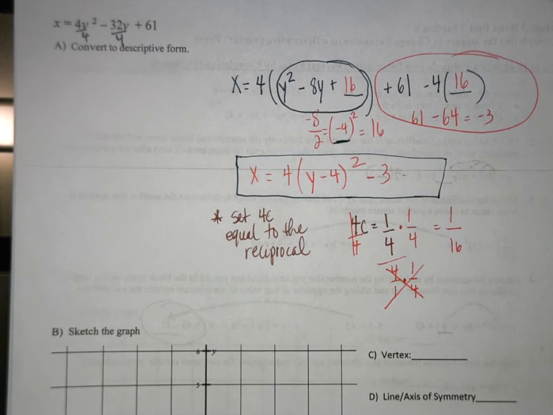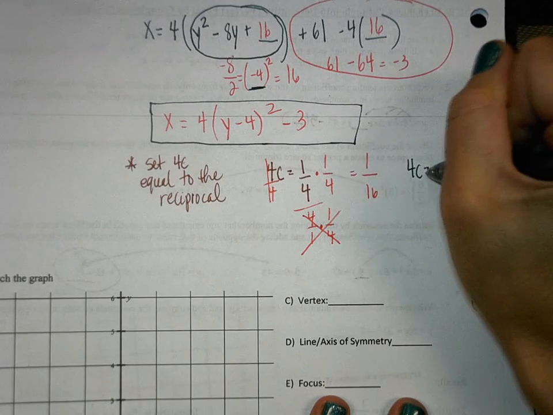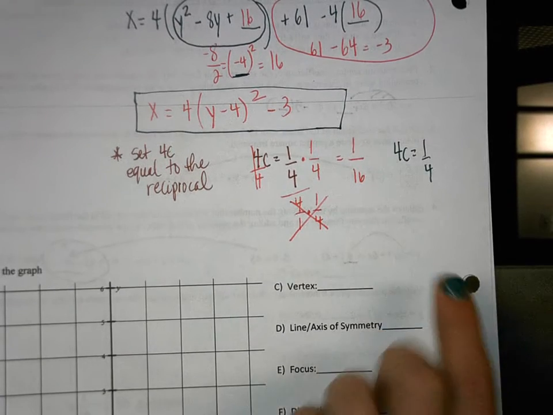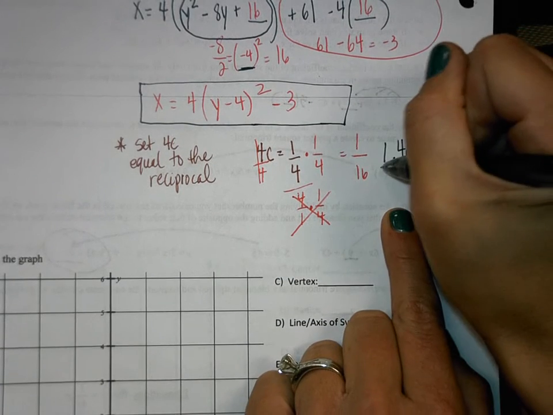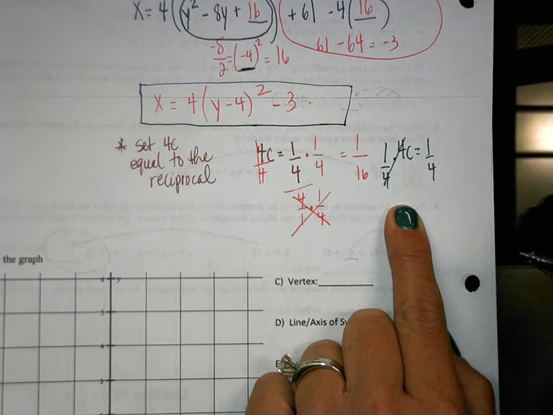Okay, I'm going to show you another way, just so whatever makes sense to you. So the same idea here, 4c equals 1/4. Actually, there's lots of ways. You could multiply by the reciprocal like this. Just go ahead and multiply by 1/4 to both sides, because that still cancels that out, correct?